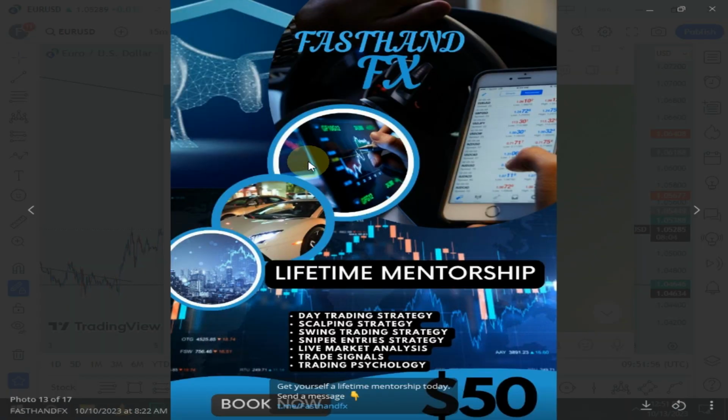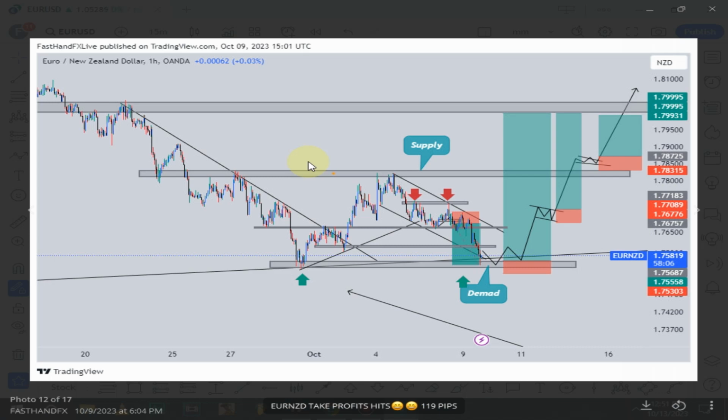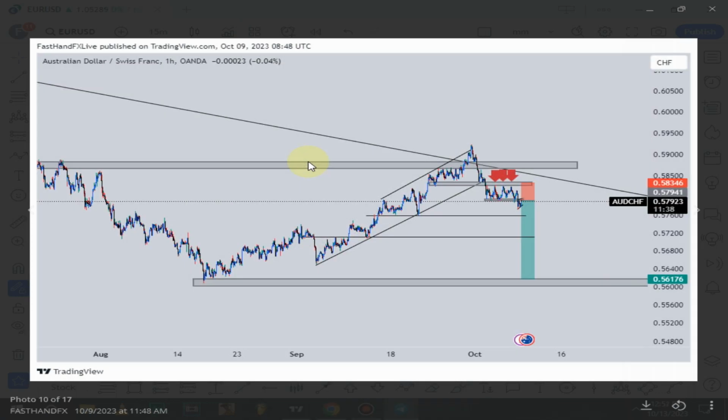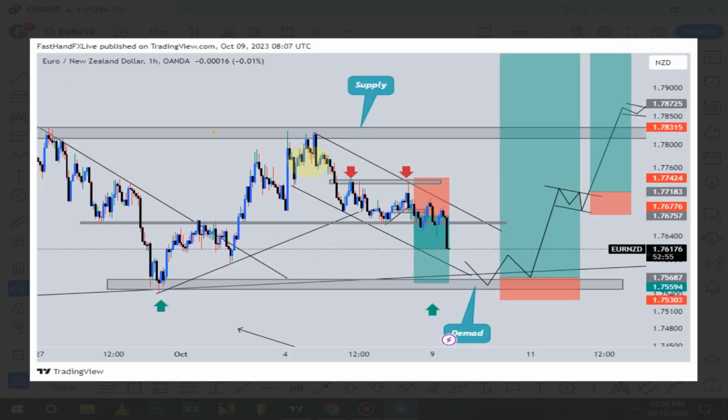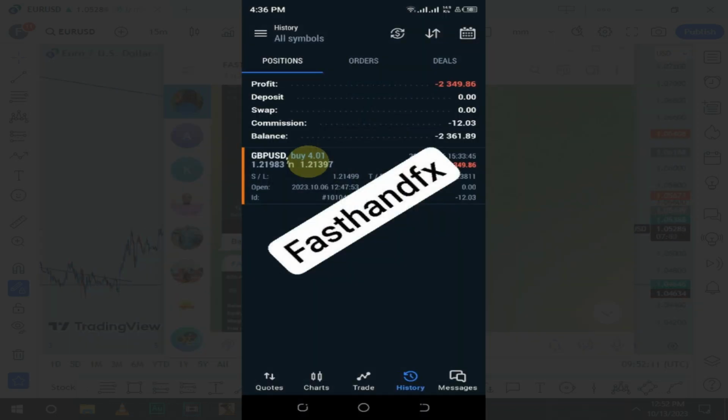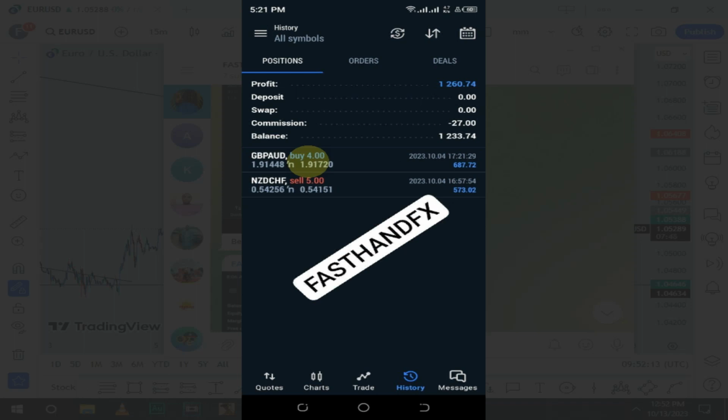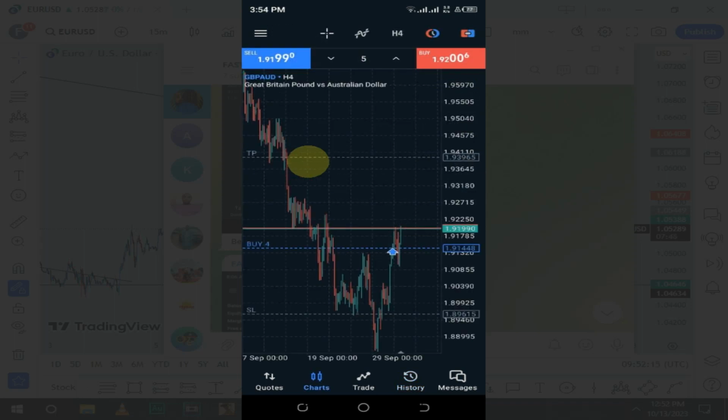So I did send those over here. This is Aussie Swiss franc before it took off. This is when I did take that entry. Everything was up. This is another one I did bag and take profit. It's just crazy, guys. All right, just easy. That's how we lead. This is just another prop firm account, guys.